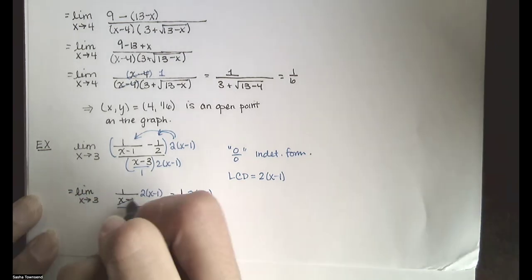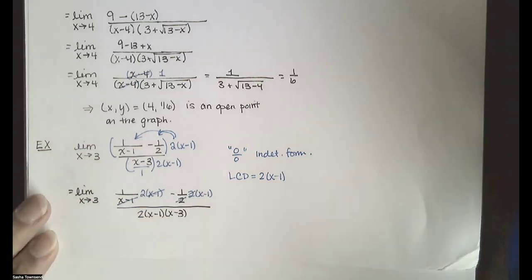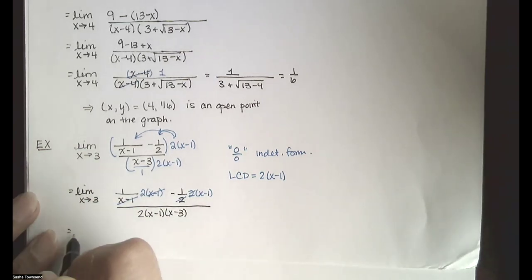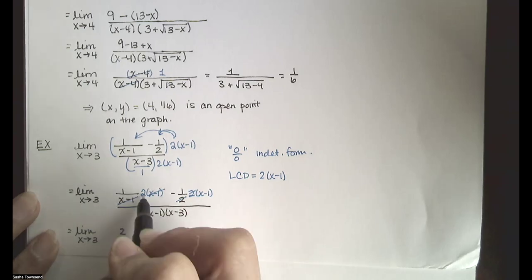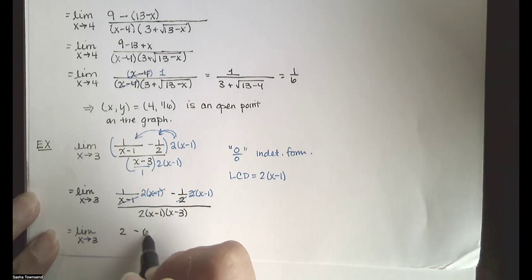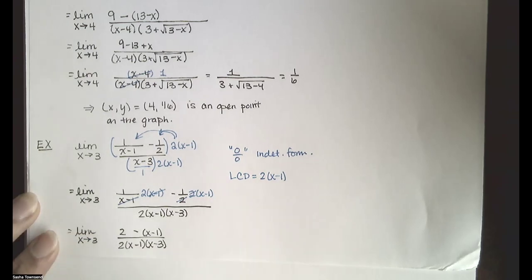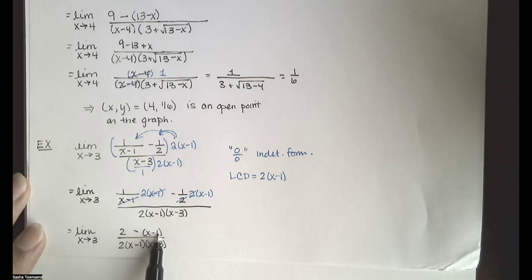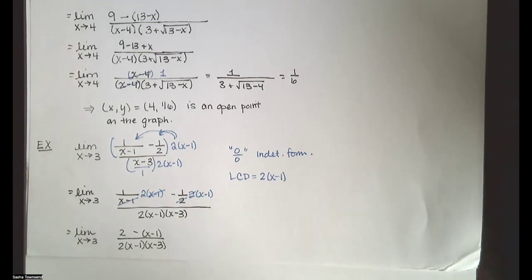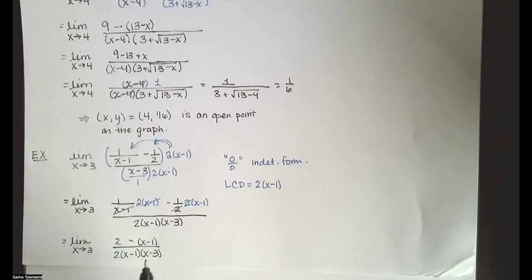The x minus 1's reduce, and the 2's reduce. And so we've got a 2 here minus the quantity x minus 1. And we're dividing all of that by 2 times x minus 1 times x minus 3. If I substitute in x equals 3 now, I still have a 3 minus 1, which is 2, 2 minus 2, which is 0. So I still have a 0/0 indeterminate form. But if I simplify, I might be able to get rid of that 0/0 indeterminate form.